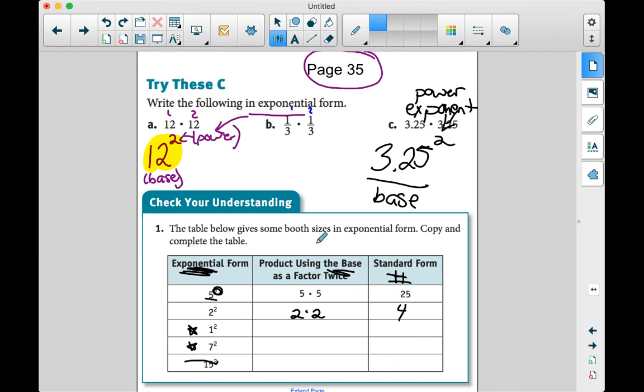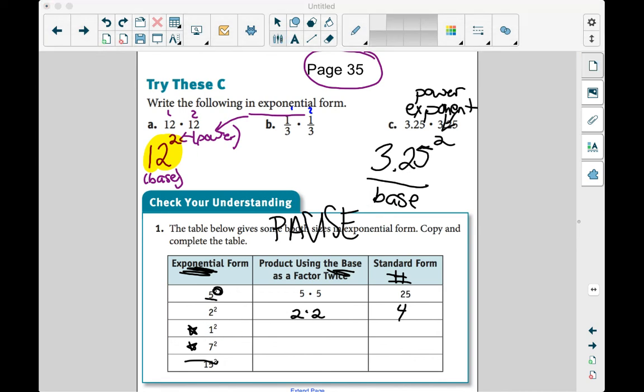Make sure that you hit pause and that you actually do them, and then hit play and you can check your answers. All right, so here is what you should have. You should have 1 times 1 is 1, and 7 times 7 is 49. Sorry, my 49 looks a little wonky.